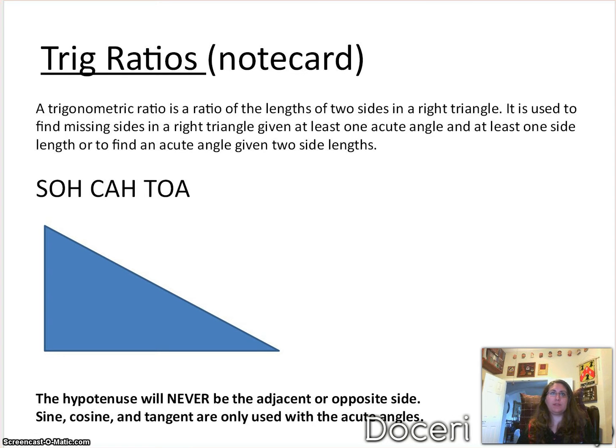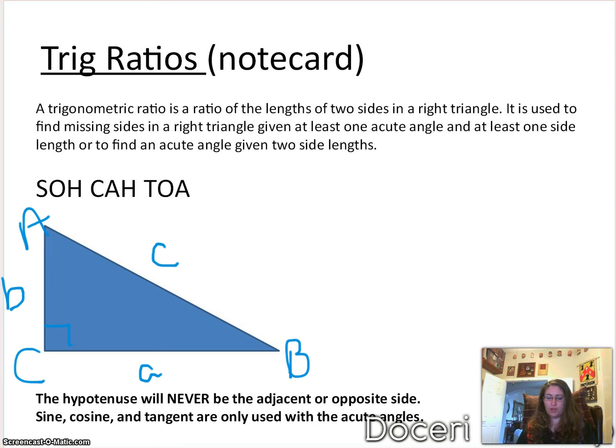SOHCAHTOA is an acronym to help us remember how all of the trig ratios are related. So in my triangle here, I'm going to have triangle ABC. Angle C is my right angle right there. And so the side across from angle C is lowercase c, the side across from angle A is lowercase a, and the side across from angle B is lowercase b.